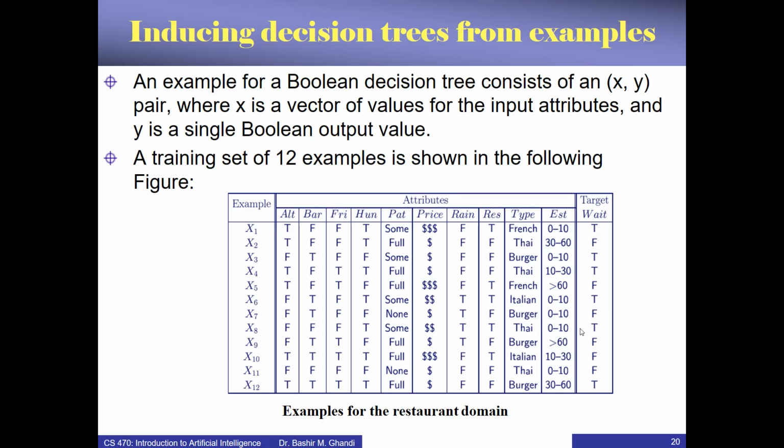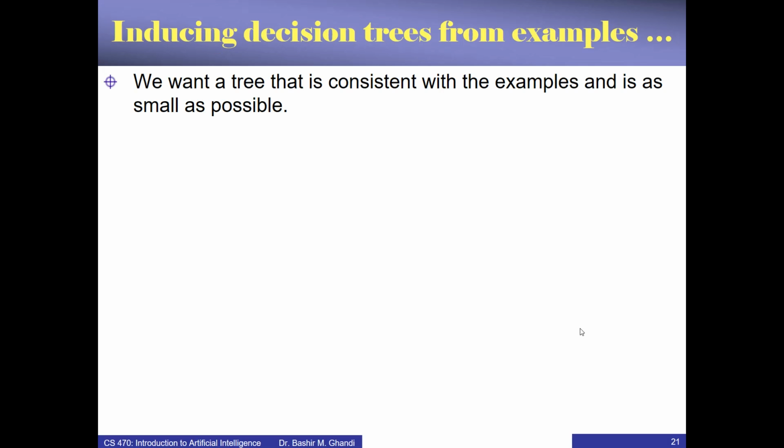The question is, can we have an algorithm that will generate for us a simpler tree, rather than using the full decision tree for this type of data, based on only these examples? And the answer is, of course, yes. Okay, so that's what we are saying here. We want a tree that is consistent with the examples and is as small as possible.